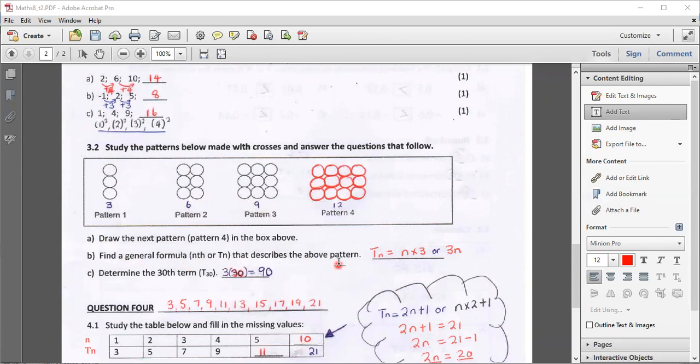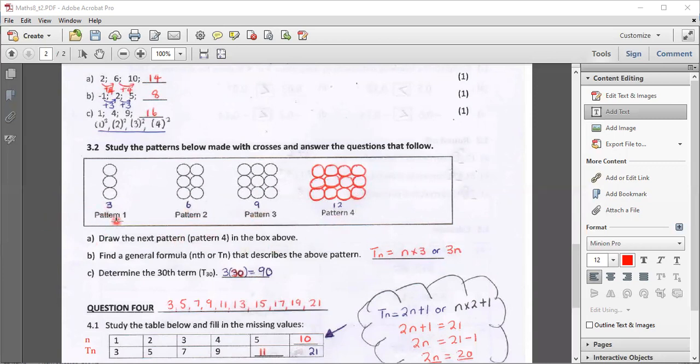Now the rule that describes this, right? This is n is 1, your first term. Then n is 2, n is 3. So for each term, n is 1. 1 times 3 will give you 3. 2 times 3 is giving you 6. 3 times 3 is giving you 9. So it's n times 3 or 3n.